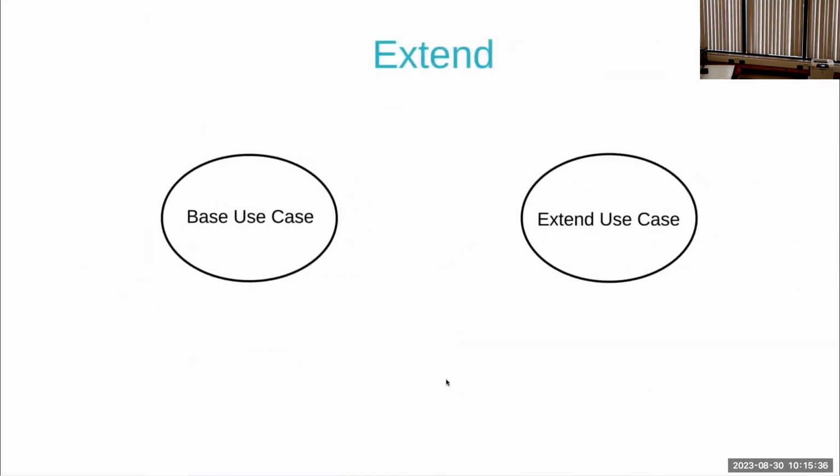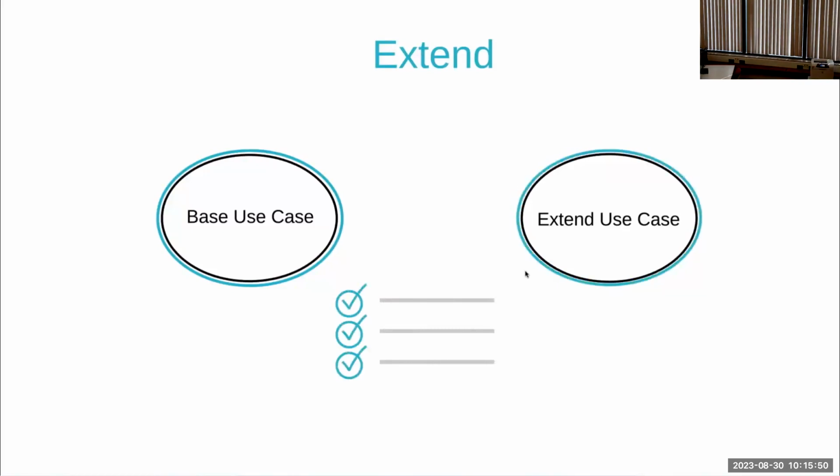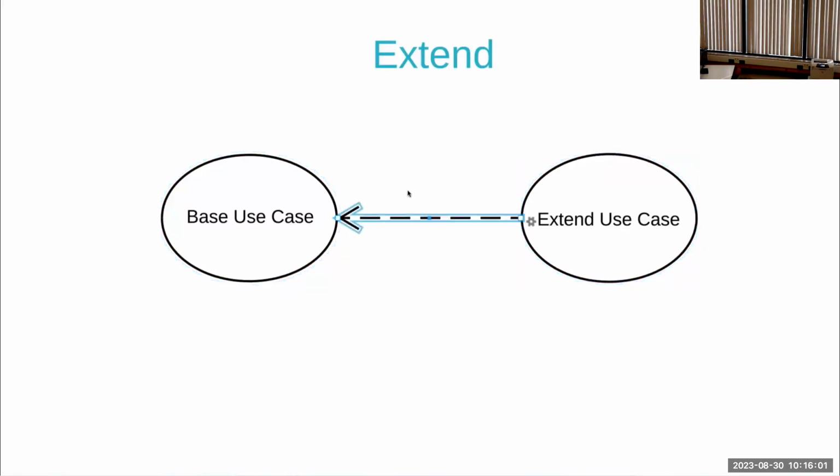An extend relationship has a base use case and an extend use case. When the base use case is executed, the extend use case will happen sometimes, but not every time. The extend use case will only happen if certain criteria are met. Another way to think of it is that you have the option to extend the behavior of the base use case. When you have an extend relationship, you draw a dashed line with an arrow that points towards the base use case.